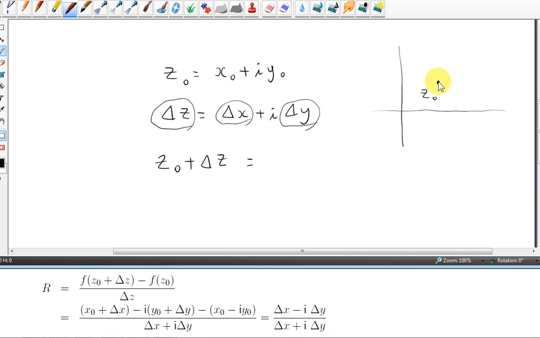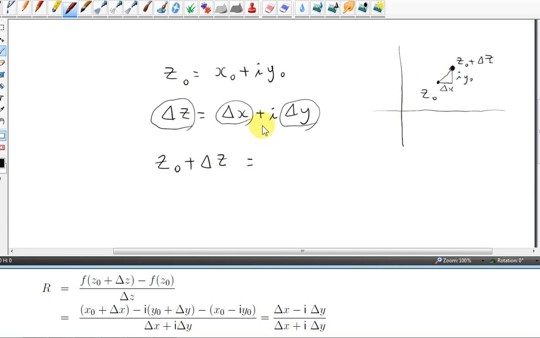So let's suppose z0 is here. Well, delta x could be positive and i times delta y could be pointing up the way. I won't say it's positive because we're dealing with a complex quantity. So then this point here would be our z0 plus delta z. But of course I could have put this point z0 plus delta z anywhere close to z0. I could have put it down here or over here, in which case delta x would be negative, or I could have made delta y negative, whatever.